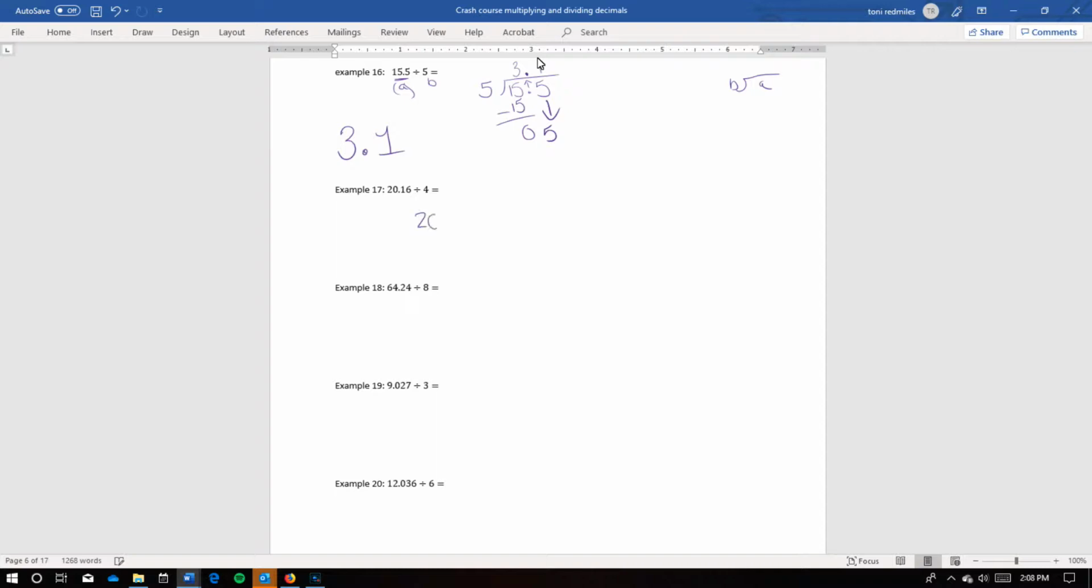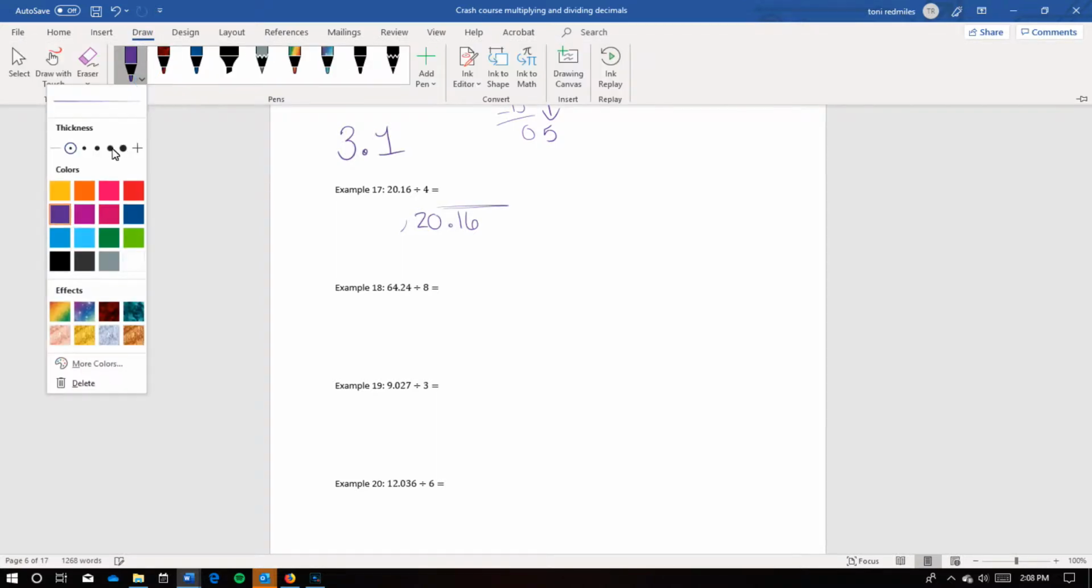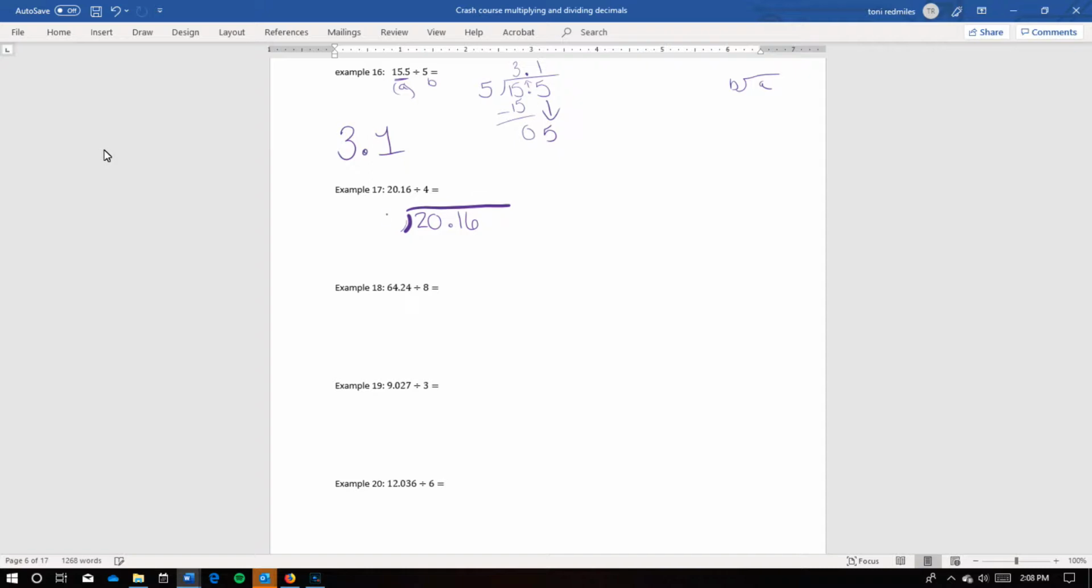All right, let's look at the next one. Again, following the same pattern, the 20.16 is going to go on the outside, and the 4 is going to go on the inside. Let's go ahead and put our decimal in the answer. 4 goes into 20 5 times. Drop down my 1. 4 cannot go into 1, so I got to put a 0 in there. And then I can drop down the next one, which is a 6. 4 can go into 16 4 times. And if I did that math, we'd get a 0. So the answer is 5.04.